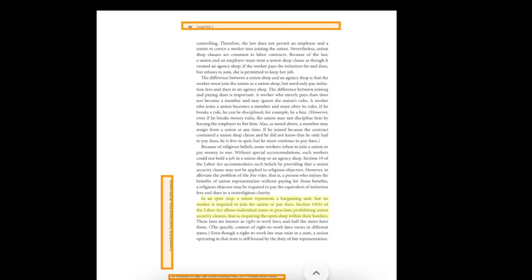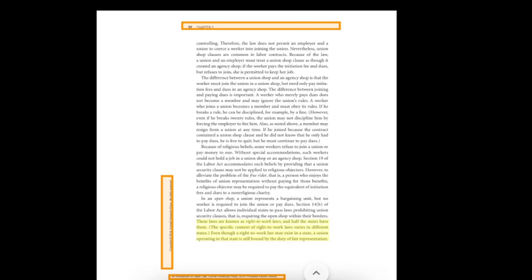Section 14b of the Labor Act allows individual states to pass laws prohibiting union security clauses, that is, requiring the open shop within their borders. These laws are known as right-to-work laws, and half the states have them. The specified content of right-to-work laws varies in different states.